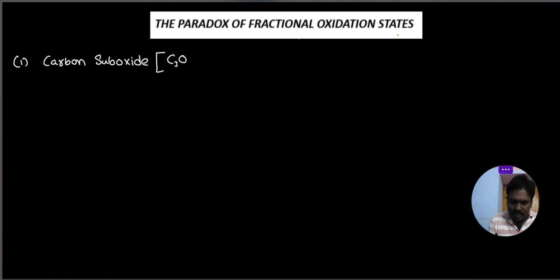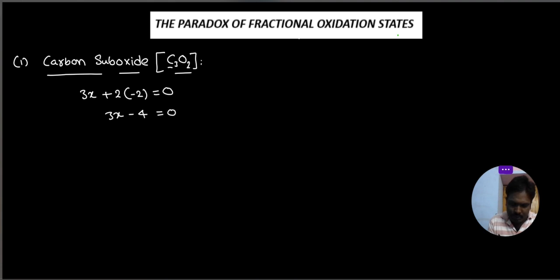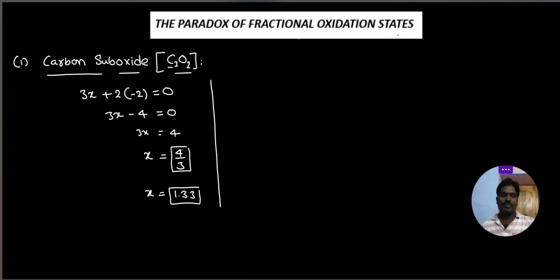Its chemical formula is C3O2. You can assume the carbon oxidation state is x. So 3x plus 2 into the oxygen oxidation state of minus 2: 3x minus 4 equal to 0, 3x equal to 4, x equal to 4 by 3. 4 by 3 means 1.33. Mathematically, we can calculate like this. The answer here is 4 by 3 or 1.33.